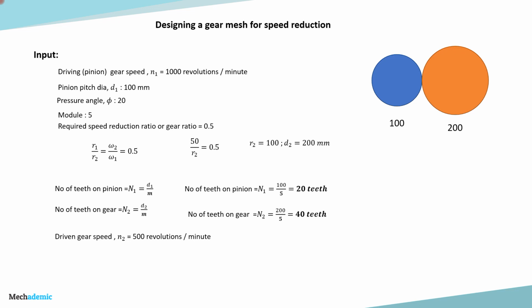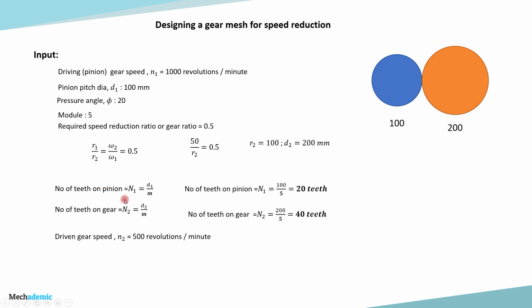From that we can calculate the radius of the driven gear, the larger gear. So R1 by R2 is 0.5. 50 is the radius of the pinion, D1 by 2. So 50 divided by R2 is equal to 0.5. So R2 is equal to 100 and D2 is equal to 200. So 100 is the pinion and 200 is the driven gear, the pitch dia of both.